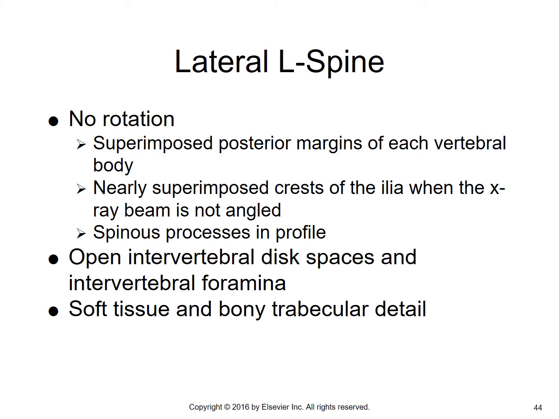Superimpose posterior margins of each vertebral body. So it's almost like if you took a block and if you turned it, both sides of the back of the block, which would represent like the body, should be superimposed. Nearly superimposed crest of the ilia when the X-ray beam is not angled. Spinous processes are in profile. You see on the lateral, remember, open intervertebral disc spaces and intervertebral foramina. So intervertebral foramina are demonstrated on the lateral. And then you see soft tissue and trabecular detail.